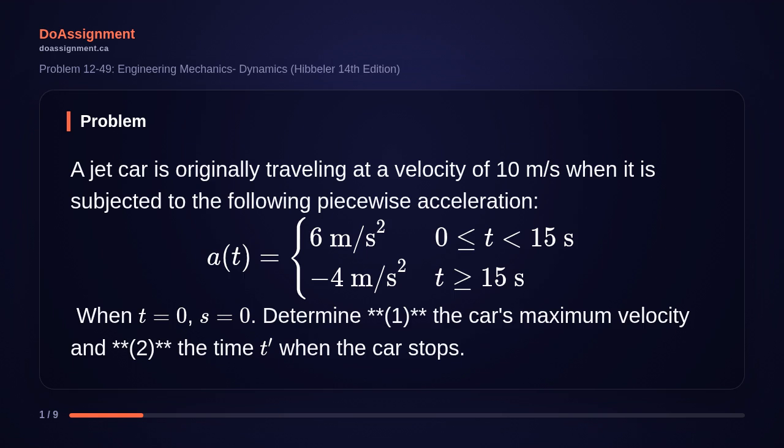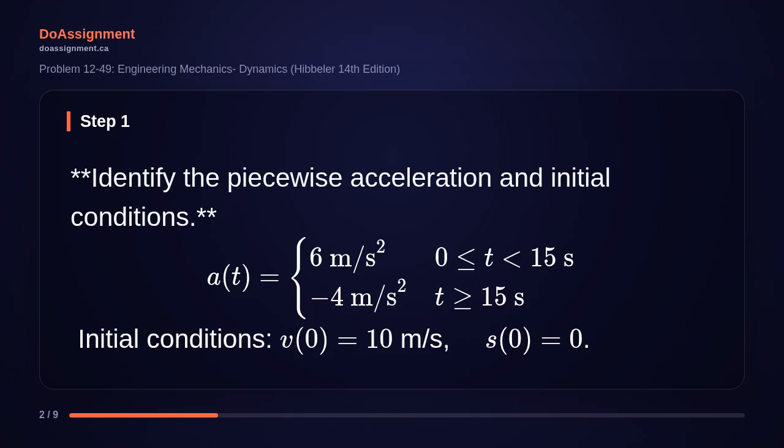Now let's work through the solution step by step. The acceleration is piecewise constant, 6 meters per second squared from time 0 up to 15 seconds, then negative 4 meters per second squared after that. The car starts with a velocity of 10 meters per second and a position of 0.